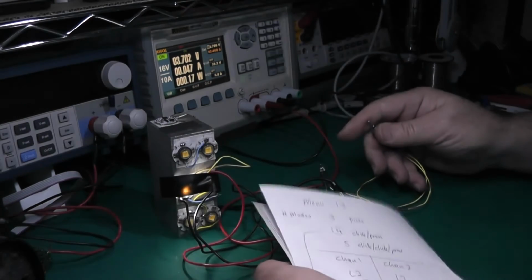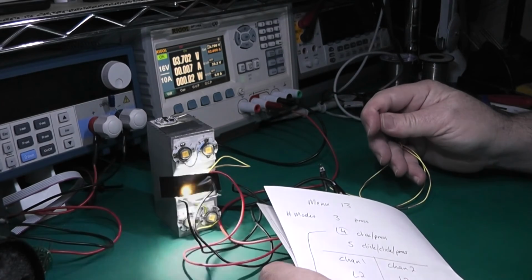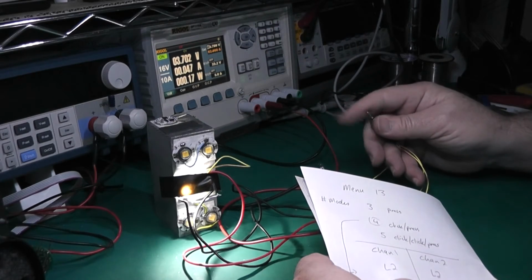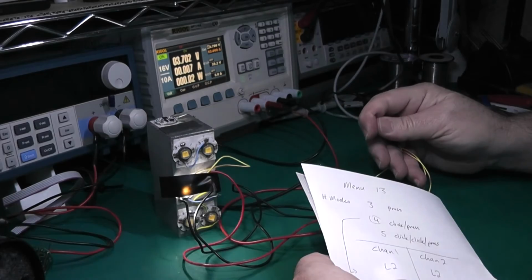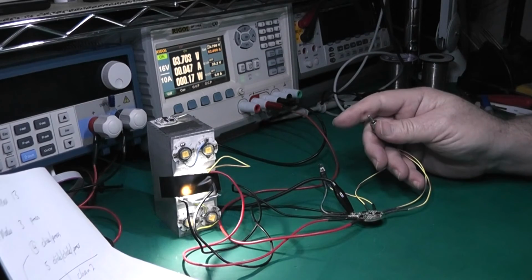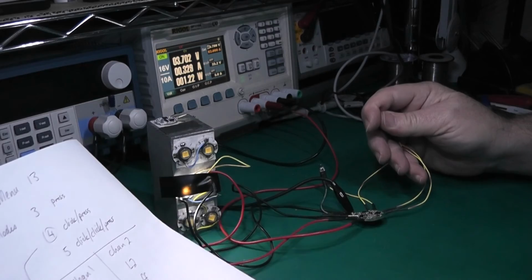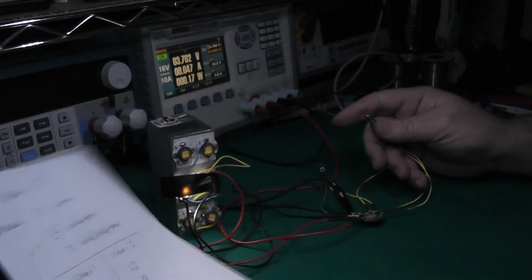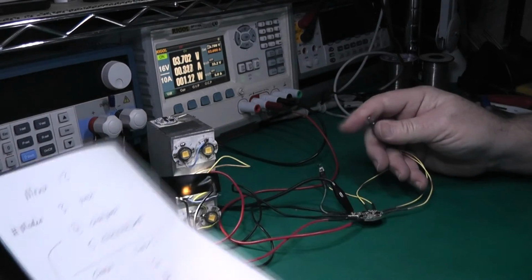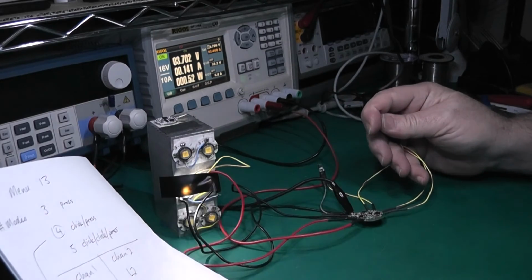We want channel 2 to be off, so we have to click up, and that would be off, press and hold. Now we want off for channel 1, so click up to off, press and hold. We want level 4 on channel 2, press and hold. We want level 5 for channel 1, so that's level 1, 2, 3, 4, 5, press and hold. And then level 2 for channel 2, so this is level 1, level 2, press and hold.